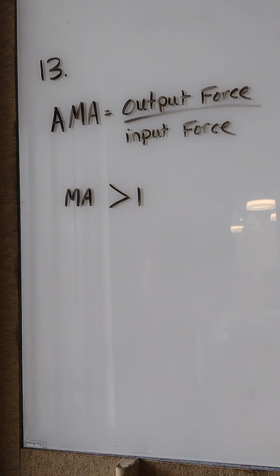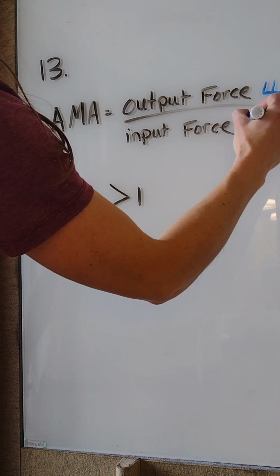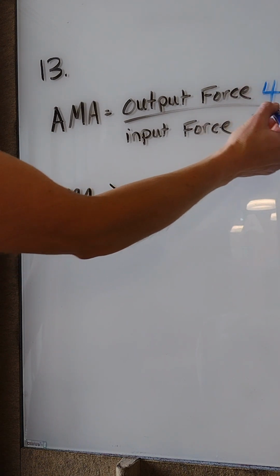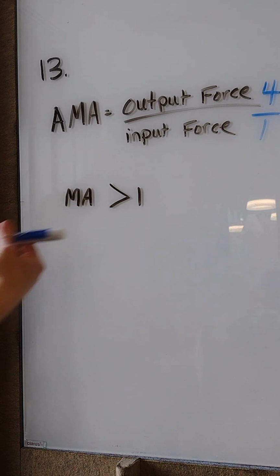So what does the mechanical advantage of greater than 1 mean? It means that the machine greatly increased the input force. Okay, so the output force will be much larger than the input force. And you can see that if we just put in numbers here, like let's put a 4 here and a 1 here. The input force is smaller, the output force is larger, and then you get a big number, a mechanical advantage that's greater than 1.